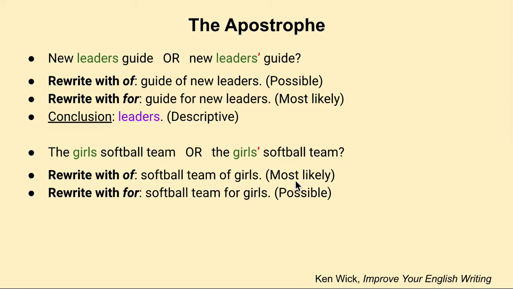And rewriting with "for": the softball team for girls. Possible, but if I read this, the meaning is probably the softball team of girls. Therefore, it's an apostrophe. It's possessive. Most likely, if this was written in a context, it'd be a possessive. So it would be girls with an apostrophe.